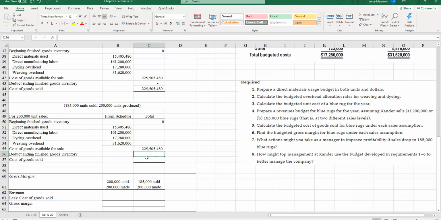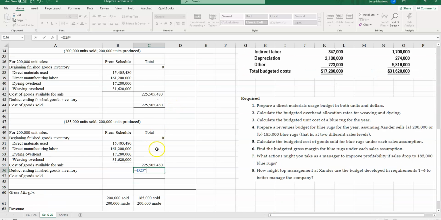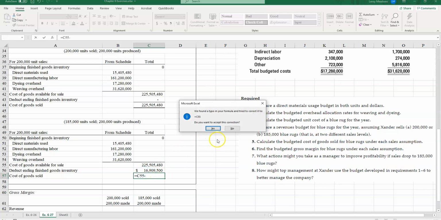So I'm going to take my cost per unit of, what do we say up here? $1,127.30 times 15,000. And that will get me $16,909,500 in ending inventory. So out of all the cost of goods available for sale we had $16,909,500 ending inventory. So the difference here is going to have to be the amount of our cost of goods sold.